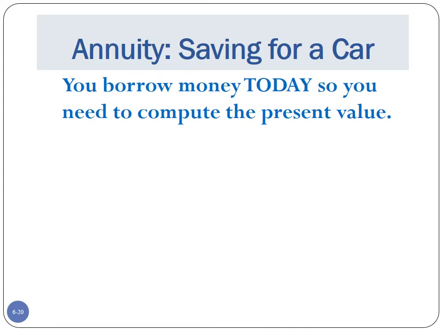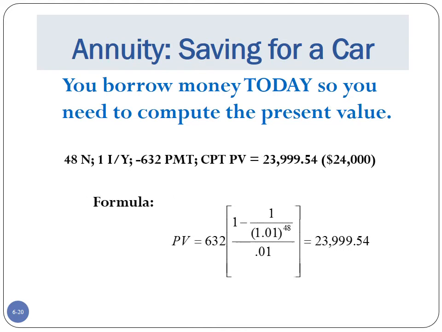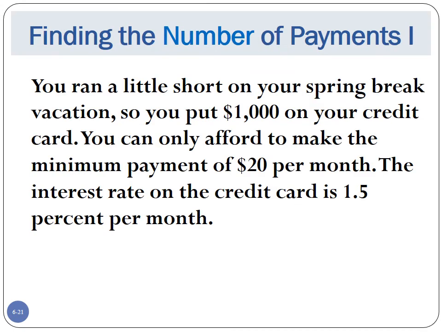So what you want to do is calculate based on borrowing money today, which means the present value. If we use the formula, we see that you're able to borrow about $24,000, given the interest rate at the bank, in a 48 period.